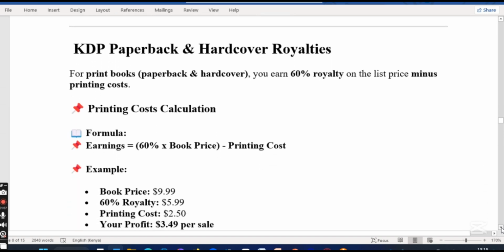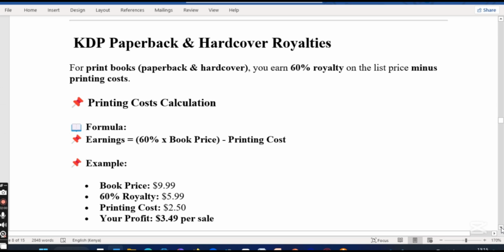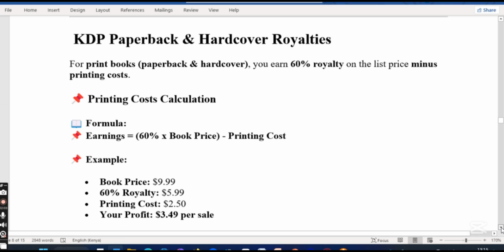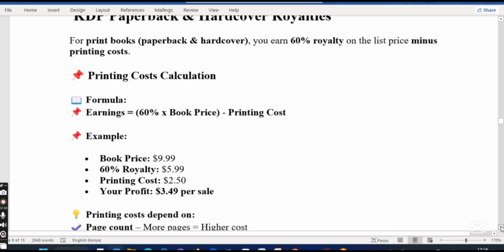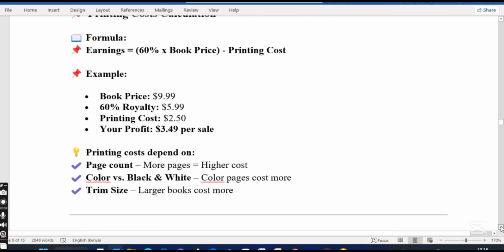Then we have the KDP paperback and hardcovers. The royalty is 60%, and this is the formula. Your earnings will equal 60% of the price of the book minus the printing cost. For example, if I have a book whose price is $9.99, the 60% of that is $5.99, and my printing cost is $2.5, for example, then the profit will be $3.49 per sale. So it's good that I ensure that I sell as many copies as possible by also marketing my books.